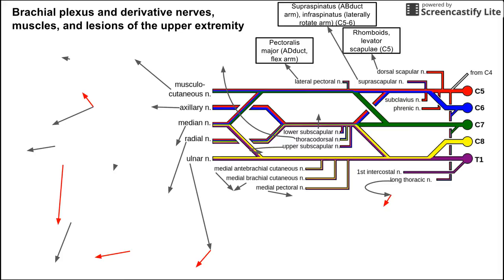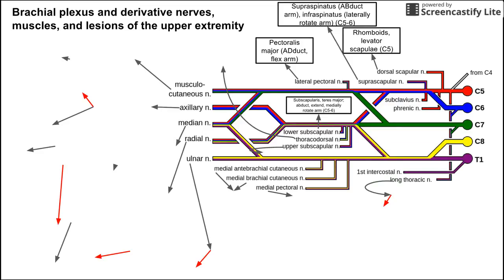We're going to talk about these 3 subscapular nerves in the middle here. The lower subscapular nerve innervates the subscapularis, the teres major, both of which ADduct. They also allow you to extend your arm and to medially rotate your arm.